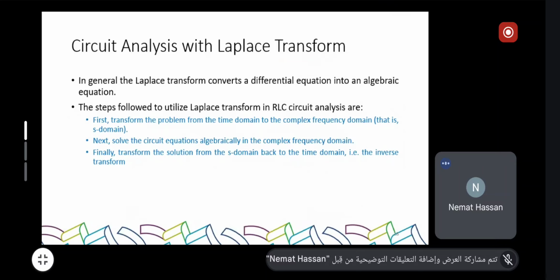So the whole concept of Laplace transform and how it applies to circuit analysis is that sometimes the problem is too complicated to be solved in time domain. And in that case, it's easier to solve in the frequency domain. So therefore, when we want to use Laplace transform in circuit analysis, it's a three-step process. Step 1, convert or transform your problem from time domain to frequency domain. Then we solve the problem in frequency domain, and then finally we convert back to our time domain.